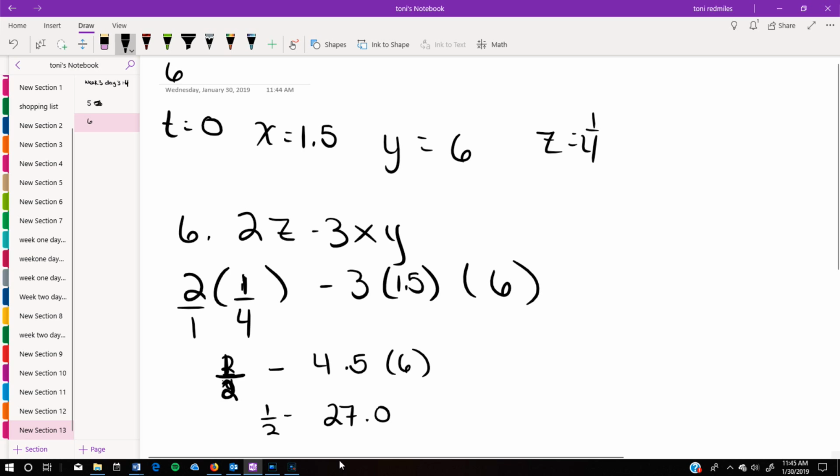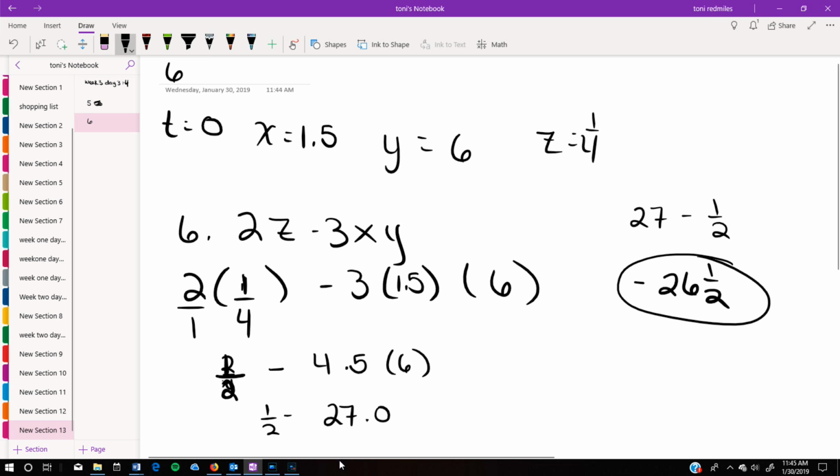Okay, so I have numbers with different signs, which means I'm subtracting. So I'm taking 27 and I'm subtracting a half. If I have 27 cookies and someone takes a half of one of my cookies, I have 27 and a half cookies left, right? And because 27 is the bigger absolute value and it's negative, this is negative. So my answer is negative 26 and a half. Of course, you could write it in all the different variations, just as long as it is a reduced fraction.